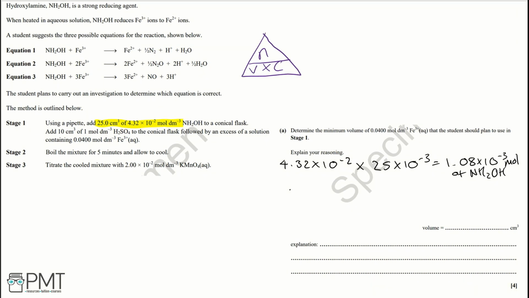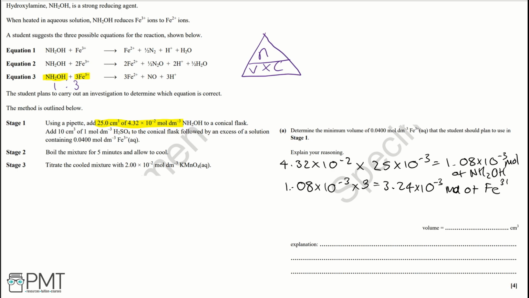If we assume equation 3, we notice that NH2OH and Fe3+ are in a 1:3 ratio. So that means we need to multiply the number of moles we've just calculated by 3 in order to get the number of moles of Fe3+. So that would be 1.08 × 10⁻³ multiplied by 3. That gives us 3.24 × 10⁻³ moles of Fe3+.